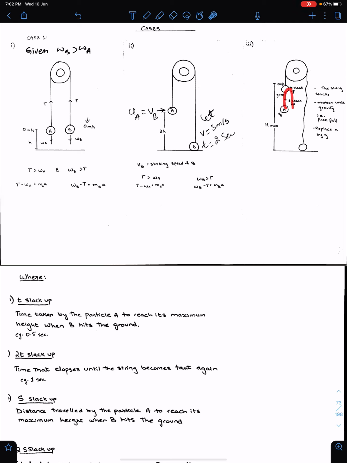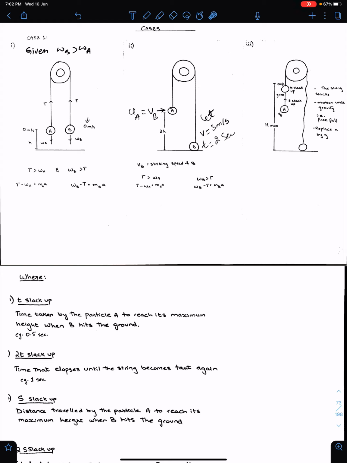same. So if this time is 0.5 seconds, then this time will also be 0.5 seconds, meaning the time that elapses until this string becomes taut again is twice of this time, or you can say 2T slack up.